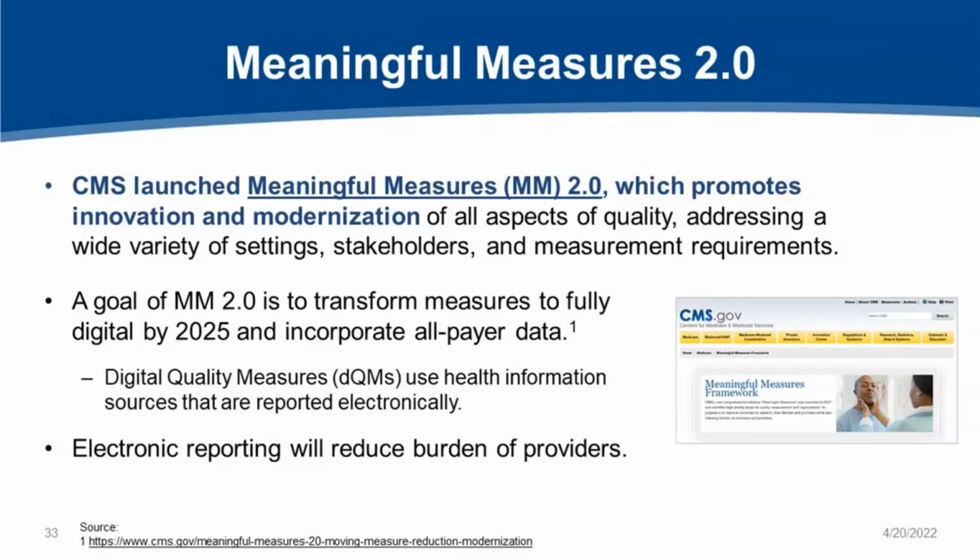One of the challenges for rural providers that we've discussed is the time and effort that it takes to report certain types of measures. By transforming our measures into digital quality measures, that can alleviate much of that burden since they use health information sources that are reported electronically. However, it is very important to acknowledge that while digital quality measures can alleviate workflow challenges for providers, many rural health providers will need time to ramp up their electronic record-keeping capabilities to enable electronic transmission of measured data.